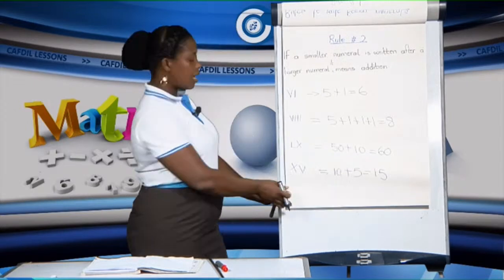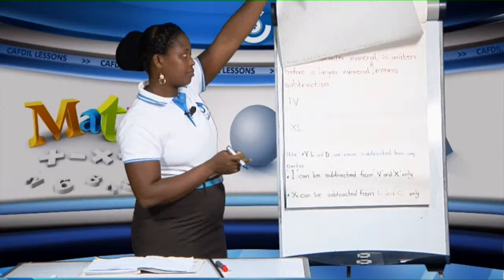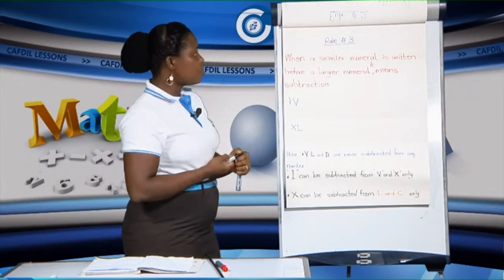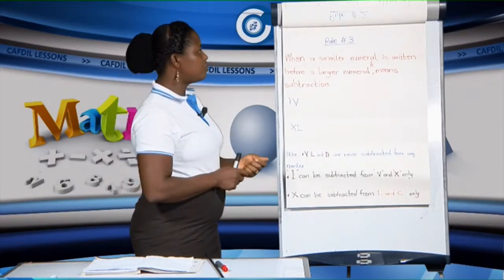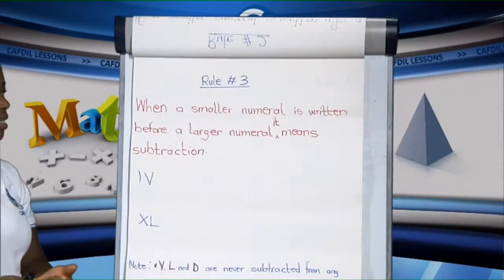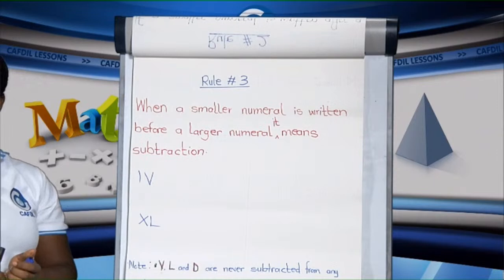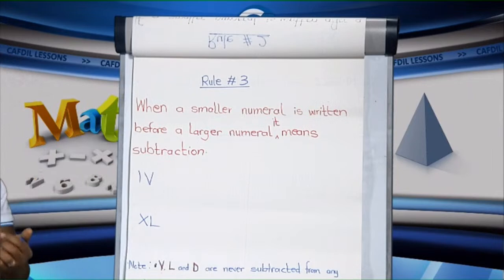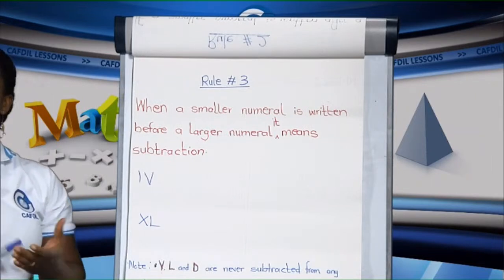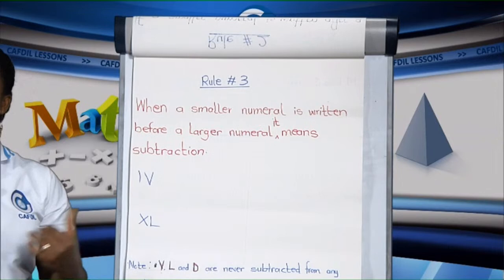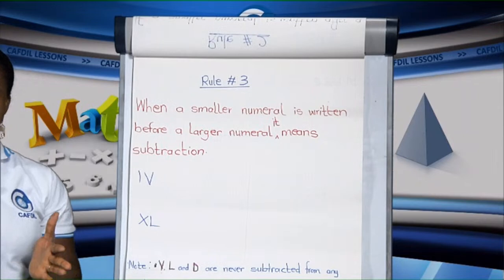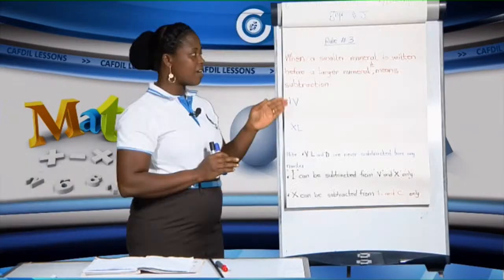Let's look at another rule. I hope you are jotting something down. Rule 3. When a smaller numeral is written before a larger numeral, it means subtraction. Take notes of this. This is different from the previous rule.